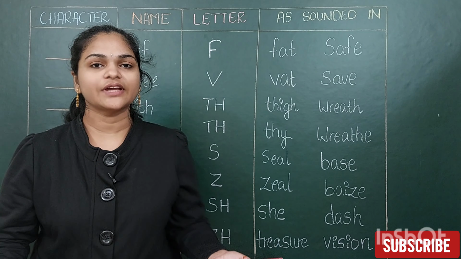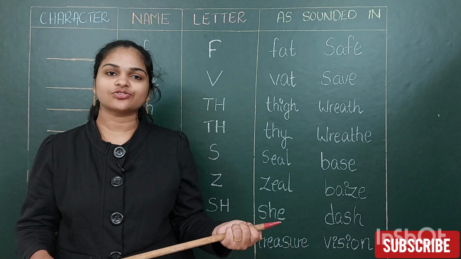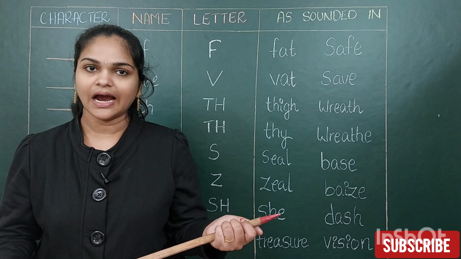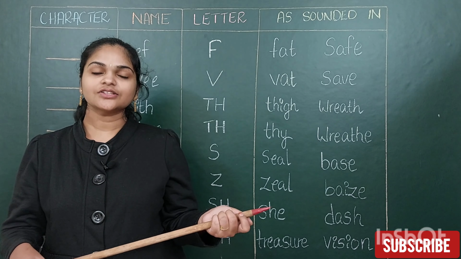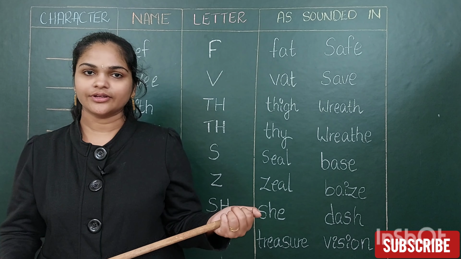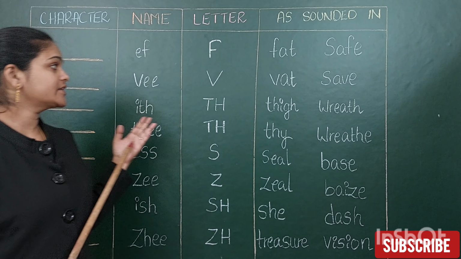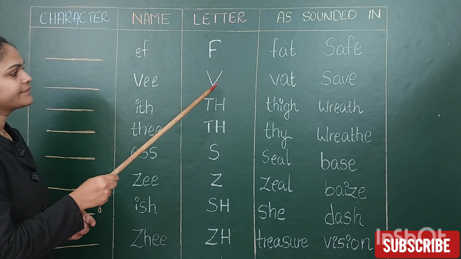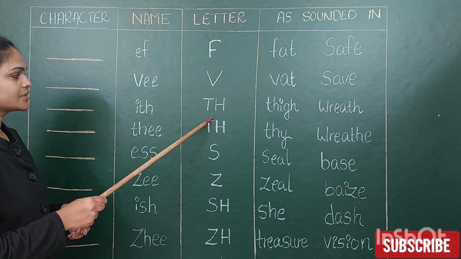So already we have discussed the first 8 consonants, which are represented in straight strokes. They are called explodents. Next, we are going to see the next 8 strokes. The letters are F, V, TH, and so on.